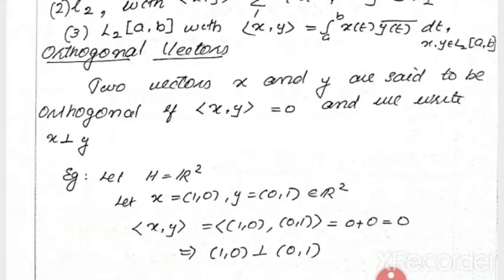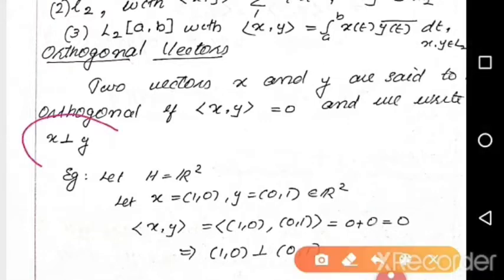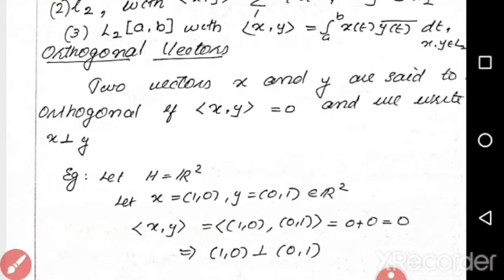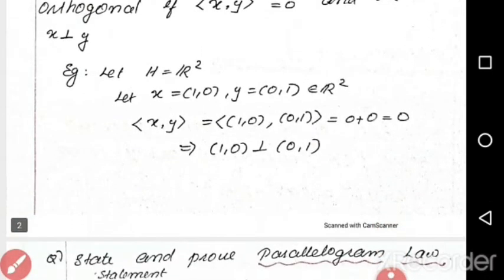We use this notation to show that two vectors are perpendicular. For example, we are considering H as R2, which is a Hilbert space, and we are taking two elements. They are actually the elements of the standard basis. Here I showed that these two elements are orthogonal to each other.